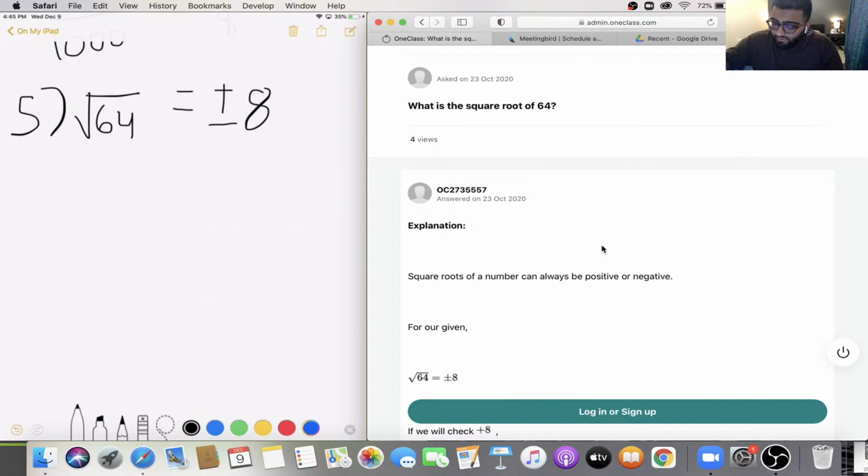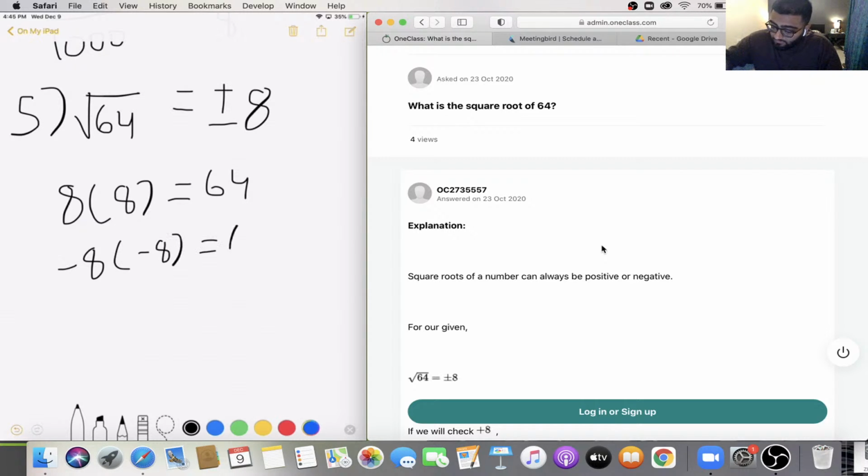And we can check that: the square root is when this number times that number will equal 64. So you can just check that by 8 times 8, which is equal to 64, or negative 8 times negative 8, which is also equal to 64. But our square root numbers are usually positive, so our best answer to pick will be the positive 8.